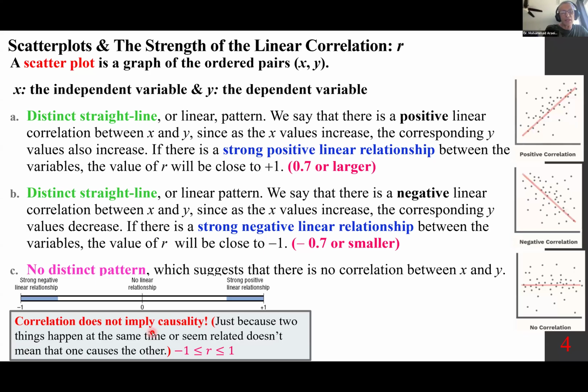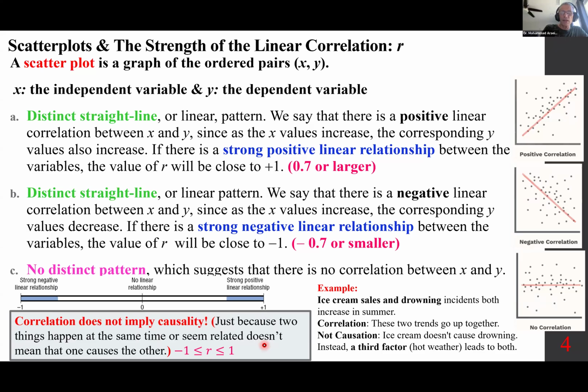relationship or correlation. From -0.7 to -1, also strong in a negative direction. Correlation doesn't imply causality. Just because two things happen at the same time or seem related doesn't mean that one causes the other. R is between -1 and 1. That's for a sample, and rho is the population correlation as far as we are concerned.